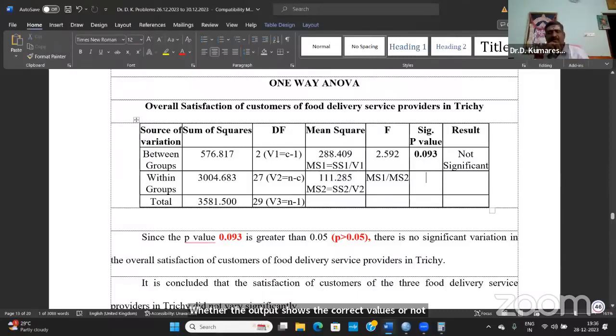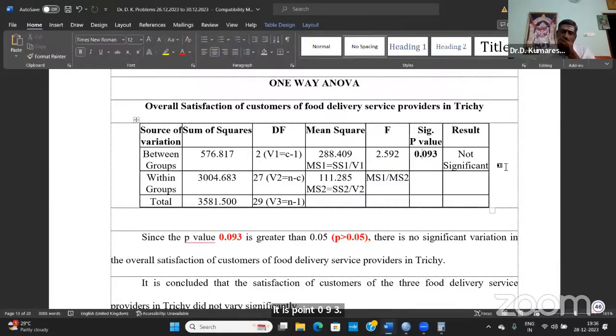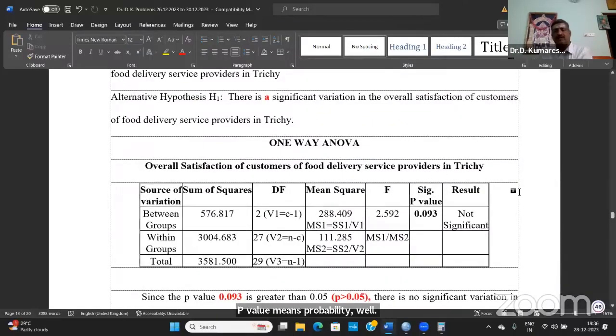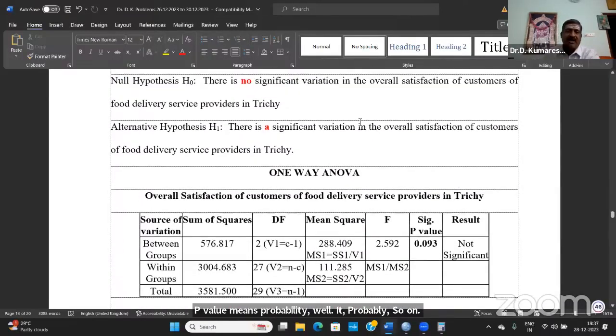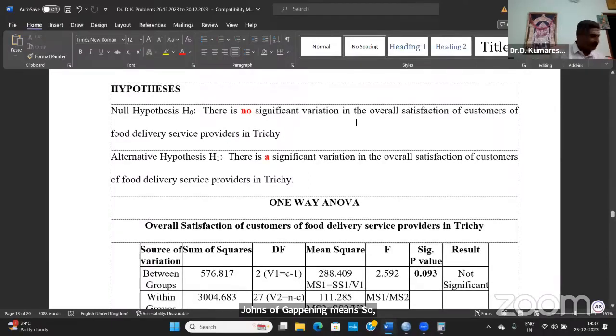Then come to the P value as usual. What is P value? It is 0.093. It is greater than 0.05. How to decide? P value means probability value. Probability means chance of happening. Chance of happening means chance of accepting null hypothesis.